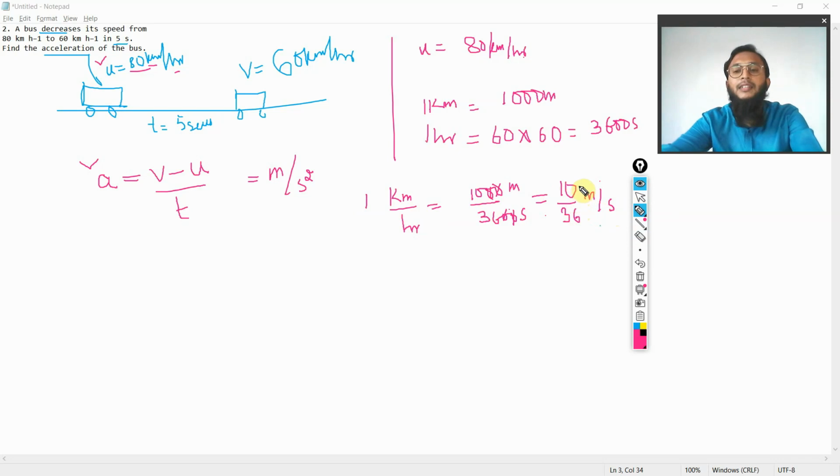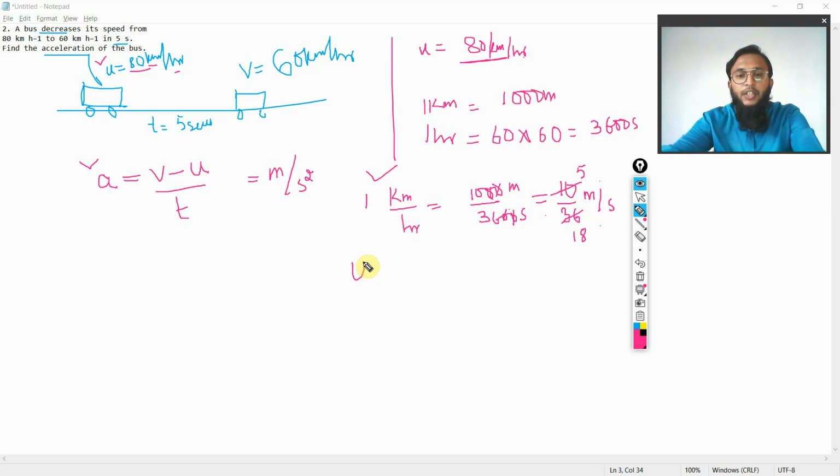One more easy way is not to stop here. Let's divide the value. 2 5s are 10, and 2 18s are 36. What you got? 5 by 18. So to convert a kilometer per hour value into meter per second, you must multiply the speed by 5 by 18. That's enough. No need to do this whole calculation again.